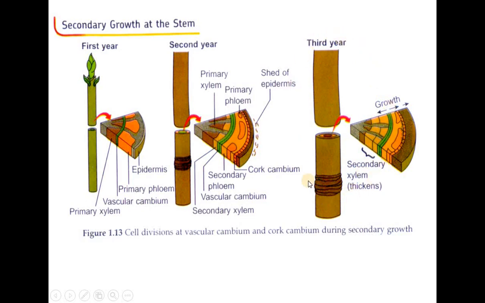On the third year, once again, the vascular cambium will produce new xylem and phloem cells and form another layer of the secondary xylem here, and also a new layer of the secondary phloem here.